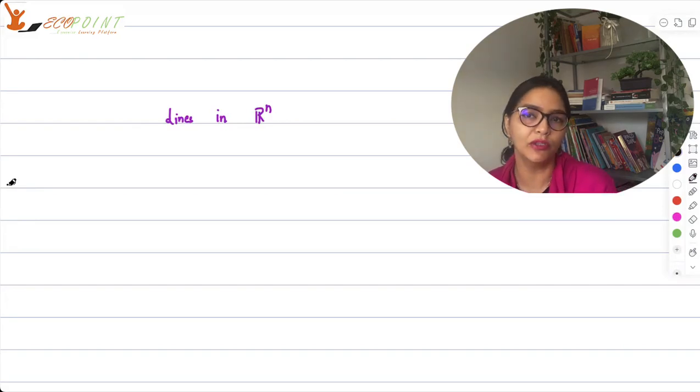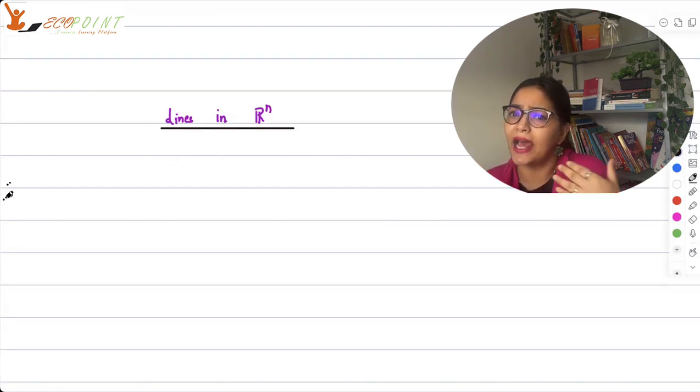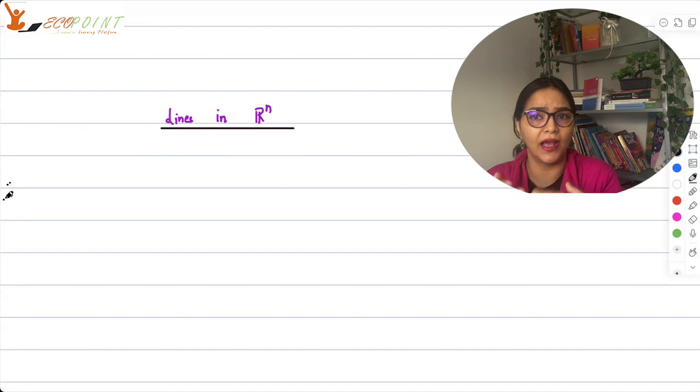Today let's work on the concept of lines. Lines in Rn. So all of us know how to define a line in R, right? It's very simple. In R2, it's very simple. Now, if we try to visualize lines in higher dimensional spaces, like R3, R4, Rn, what would a line be there?